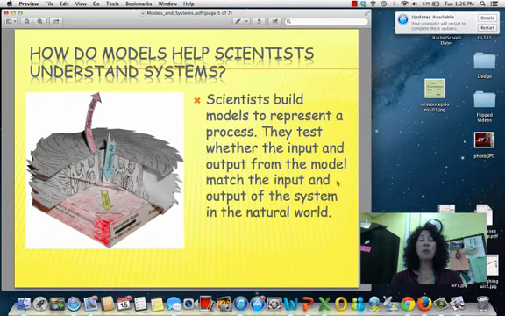So scientists build models to help represent processes. We can test the input and the output to see if the input and output of the model actually match the input and the output of the system in the natural world. You can see an example here: a hurricane. This is just a paper model, a paper system compared to the real systems that exist in our natural world.